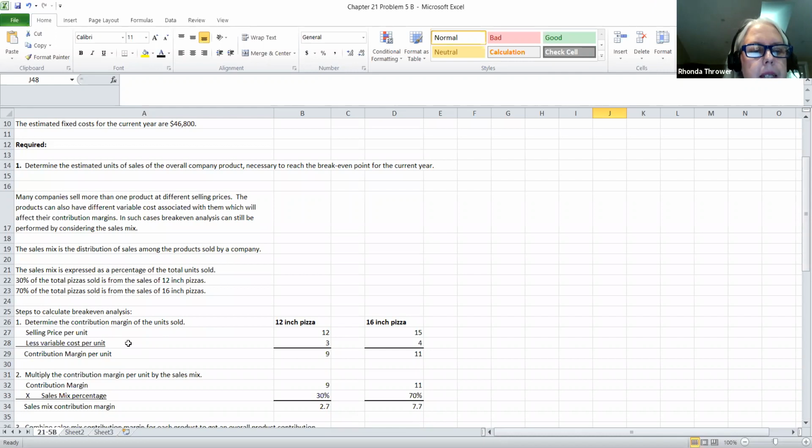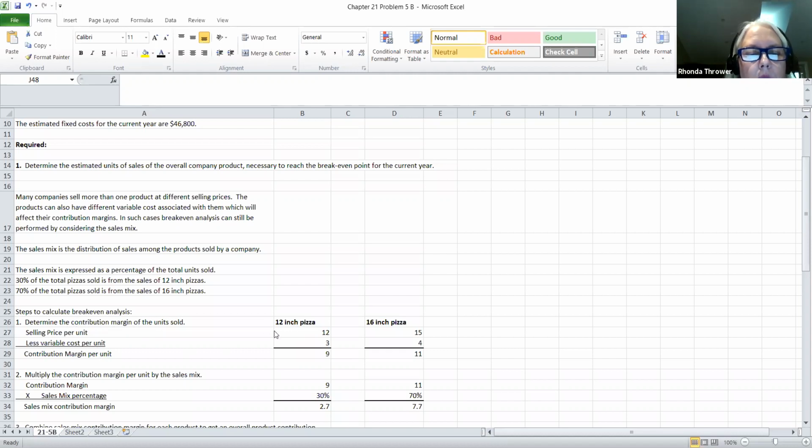on multiple products, then what we're going to do is we're going to have to look at a different way of viewing contribution margins and determining the sales mix for contribution margins. So in other words, there's some steps that we're going to have to perform in order to calculate break-even analysis. The first step is to determine the contribution margin per unit per product.